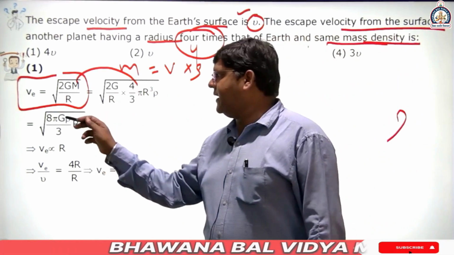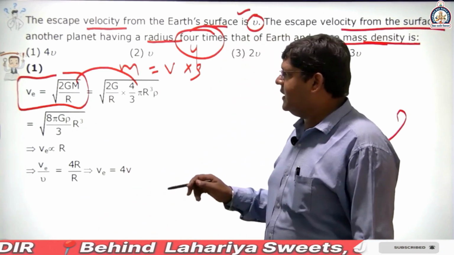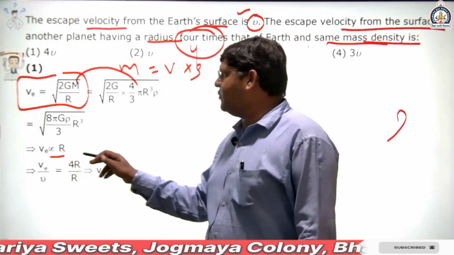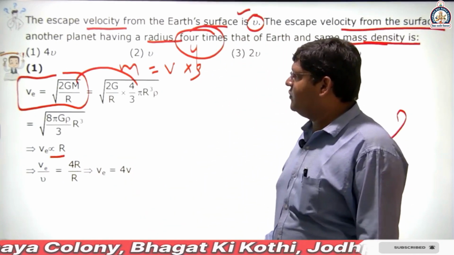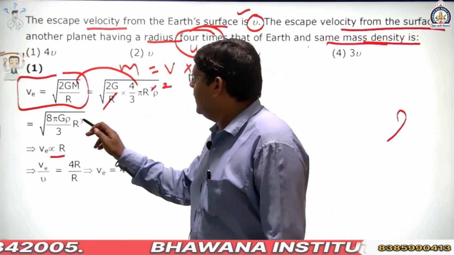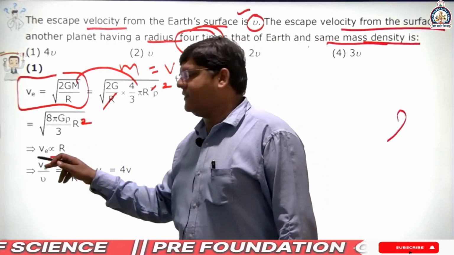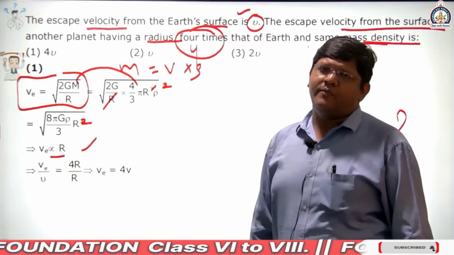On solving we get 8 pi G rho r cube upon 3. This formula says that the escape velocity is directly proportional to r. Actually this r cancels out with this, we get r square, and when r square comes out of the square root it becomes r. So the escape velocity is directly proportional to radius.